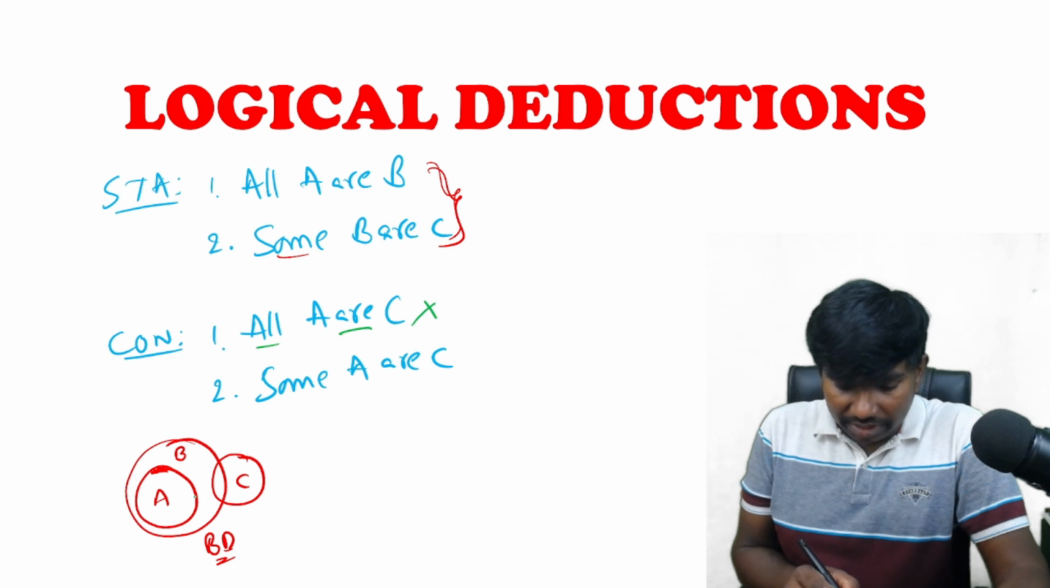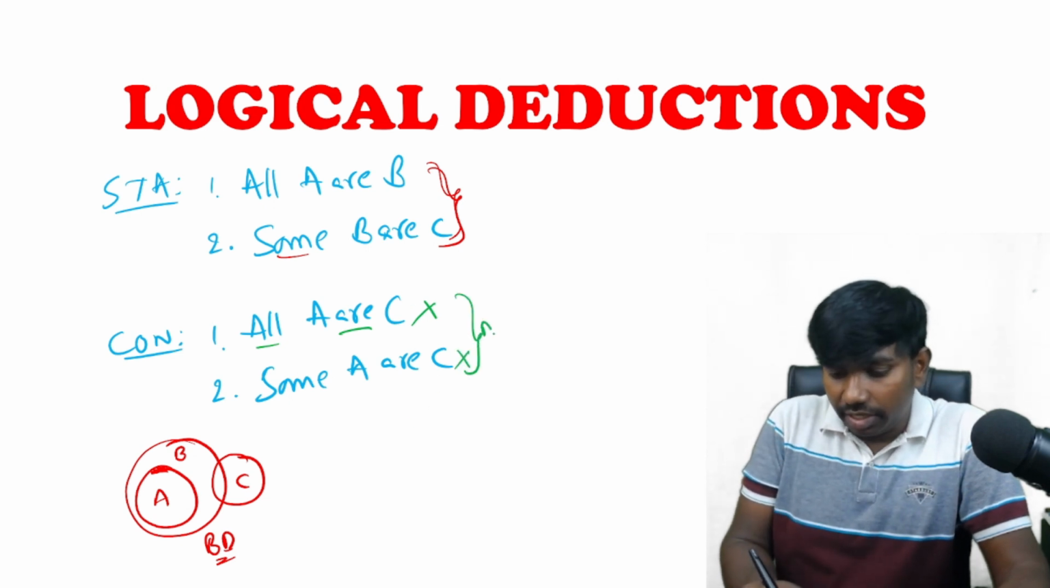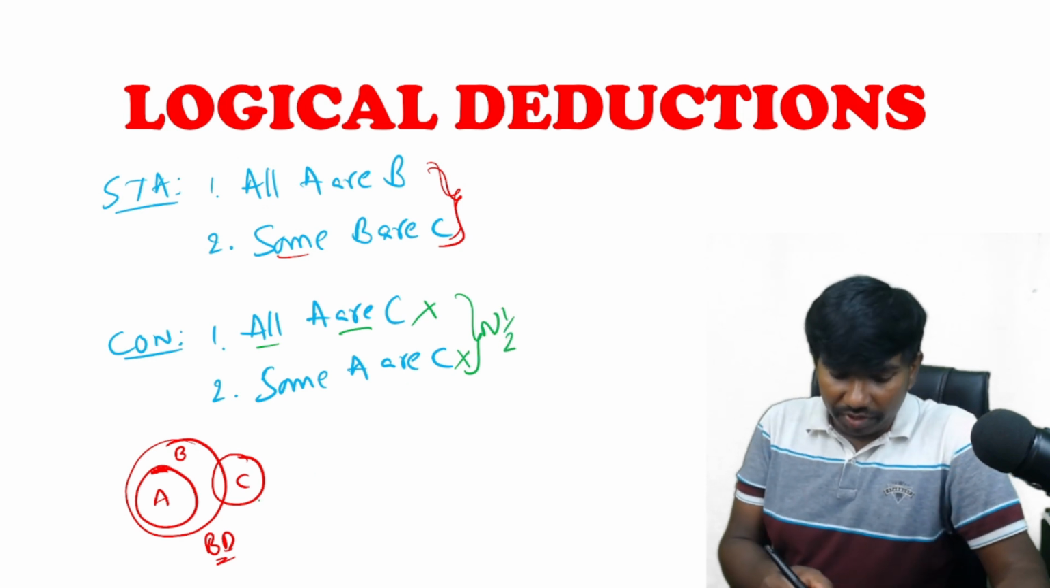Some part of A, is it intersected with C? That is also no. So that means here our answer is neither conclusion 1 nor 2 is true. Okay, neither conclusion 1 nor 2 is true.